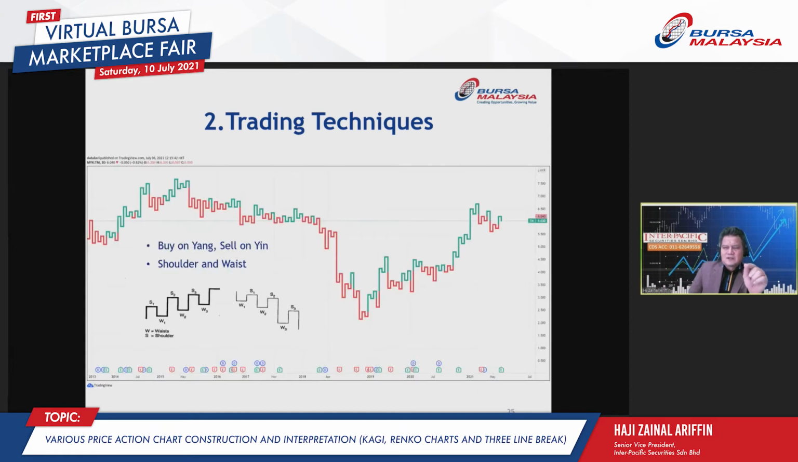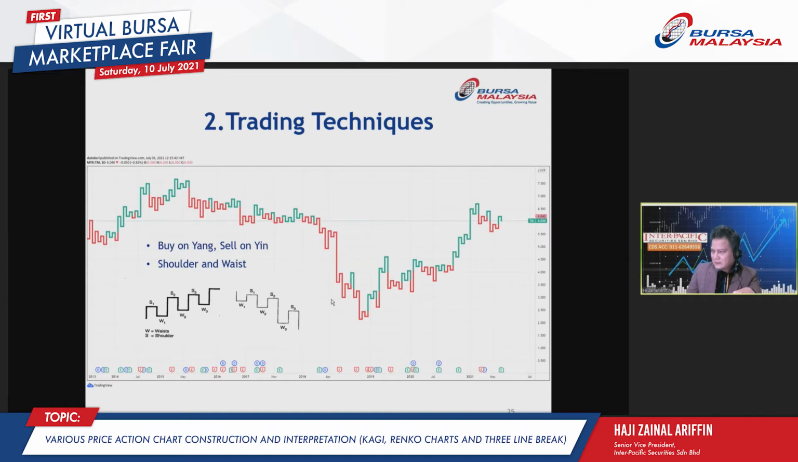Now this is how it looks like. Where do you buy and where do you sell? For example, whenever there is a change from red to green, that is a signal for you to buy. Where it comes down, is it a buy? No, this is not a buy. This one is showing a buy, and here you can see it comes down, so that is a sell.